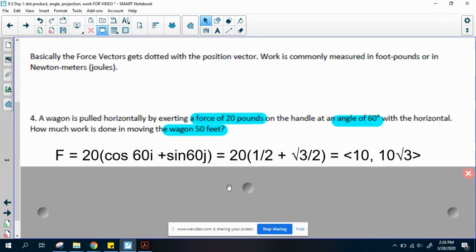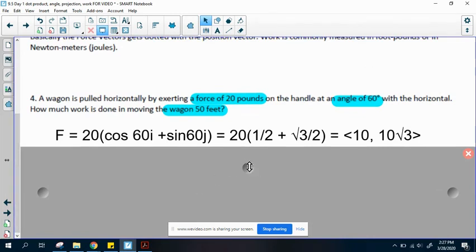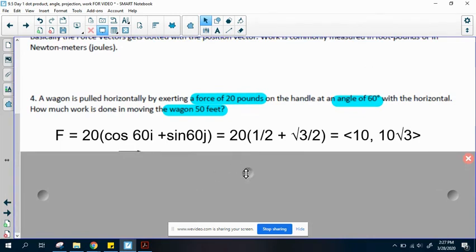So first thing is I'm going to find my force vector. So the force goes in front and your angle, so 20 times the cosine of 60 i plus sine of 60 j. This is a calculator question, so you could figure it out, although 60 degrees is something I know. So the cosine of 60 is a half, the sine of 60 is √3/2, and distribute the 20. I ended up with a force vector of 10 and 10√3. If you're using your calculator, don't round until the very end.